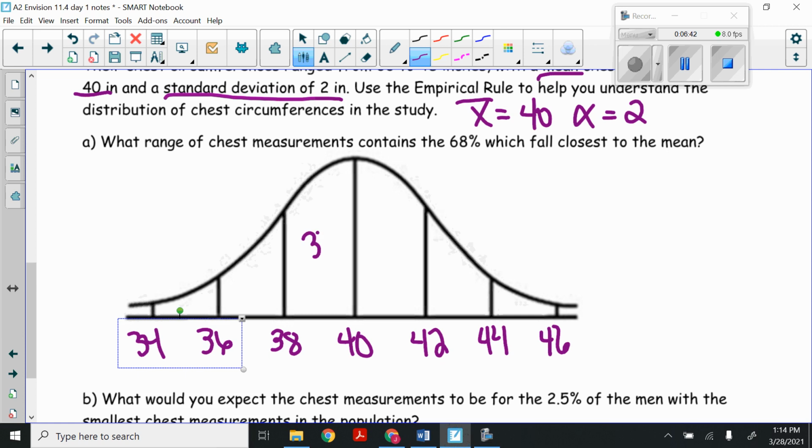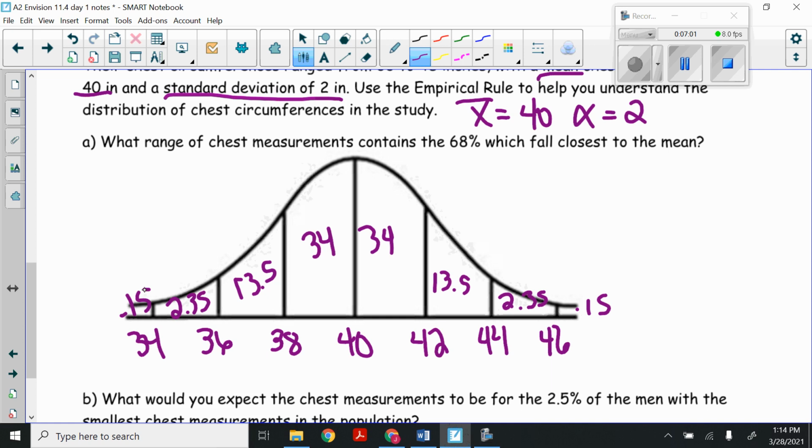Remember that this is 34% of my data, 34%. This is 13.5. This is 2.35, and my wing is at 0.15. Same this way. These numbers will always be the same, and we're memorizing those.